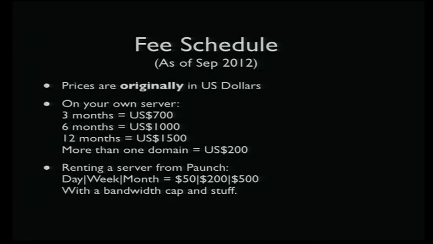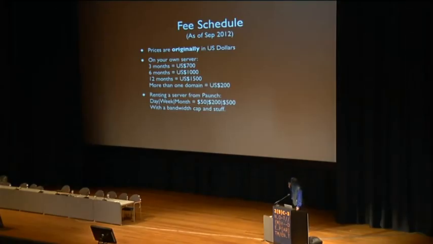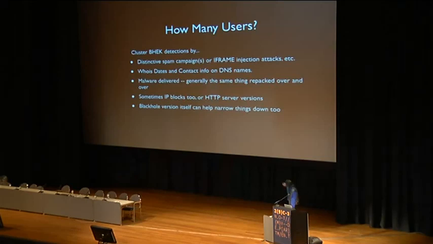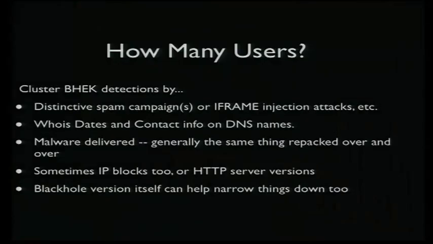If you want to purchase this and run it on your own server, these are the prices. They're actually given in US dollars, not in rubles or WebMoney. It's basically like $200 if you have a bunch of domains, and then you have a license for so many months. You can also rent a box from Paunch for a day or a week or a month for a bit cheaper. There's a bandwidth cutoff or something. But if you look at the announcements, right before all the Kontic info, there's every single announcement that version 1.2 is out or whatever. So it should be possible to figure out about how many licensed users there are by clustering.